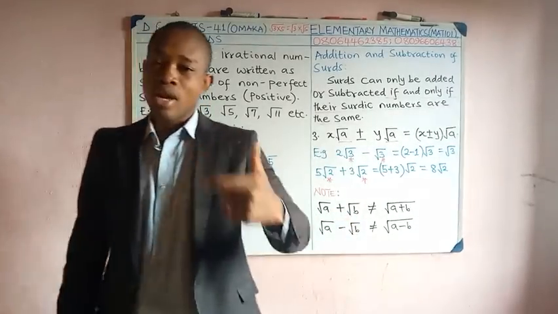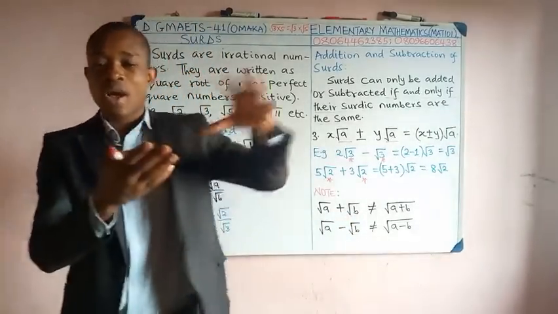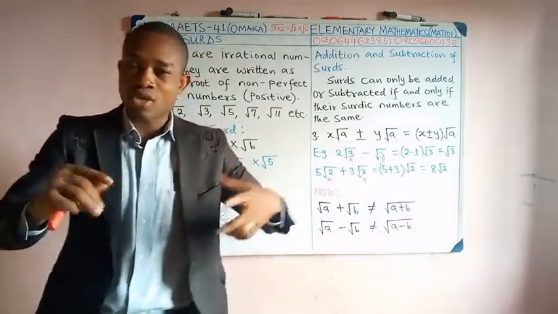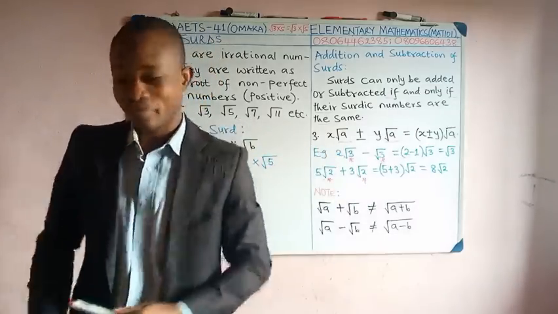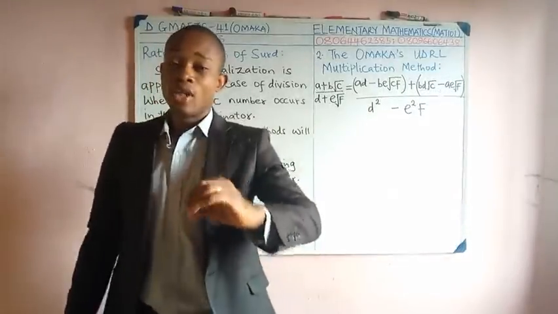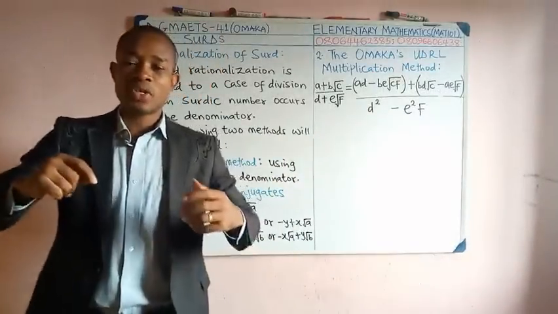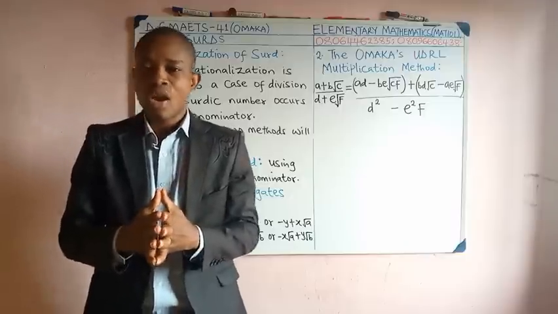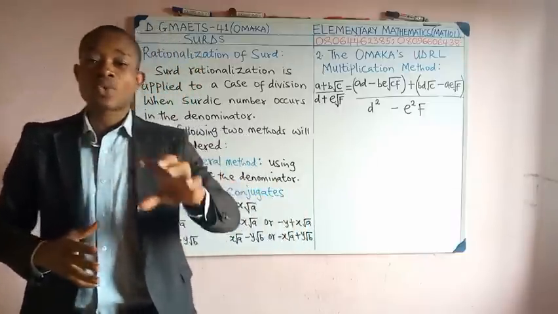In the next video, we're going to look at how we can rationalize surds in the case where we have a divisional relationship and the denominator bears a surdic number. In this video now, I want to look at surd rationalization. When is it necessary for us to rationalize surds? And then how do we rationalize it? So that's what we want to consider here.